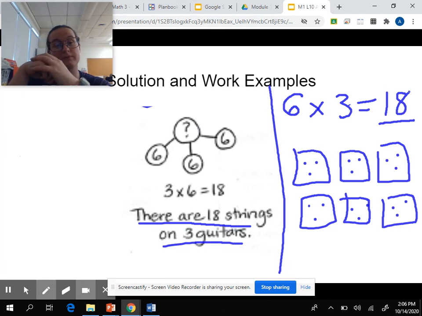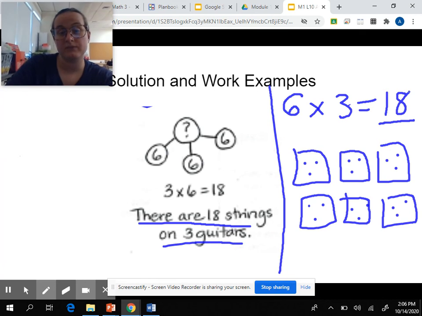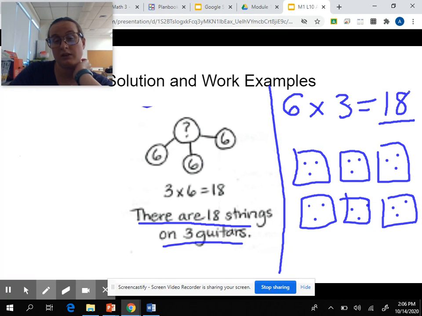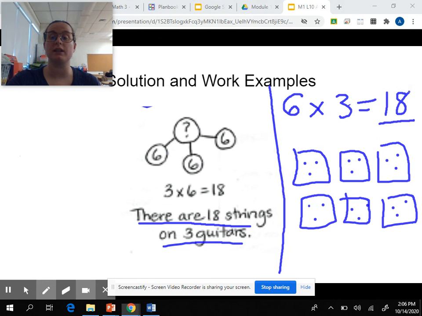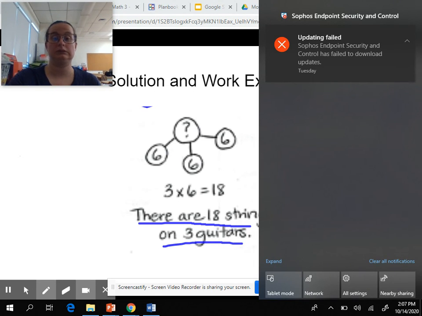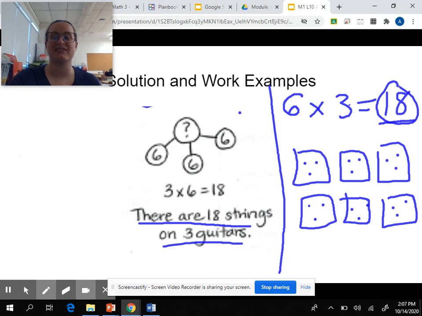So remember that commutative property. I thought of it as 6 groups of 3, and that's fine, even though the person who did this thought of it as 3 groups of 6, because the factors are the same. It does not matter what order they come in. As long as they are the same numbers, you'll get the same product.